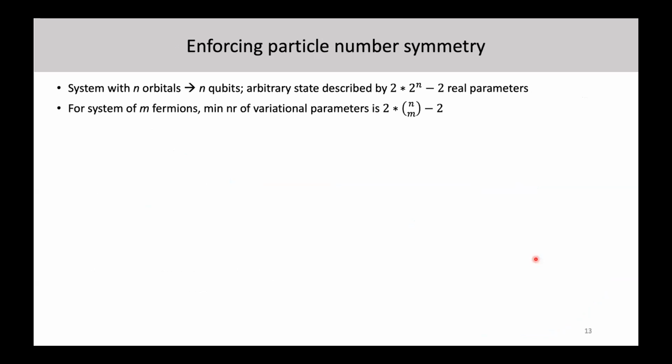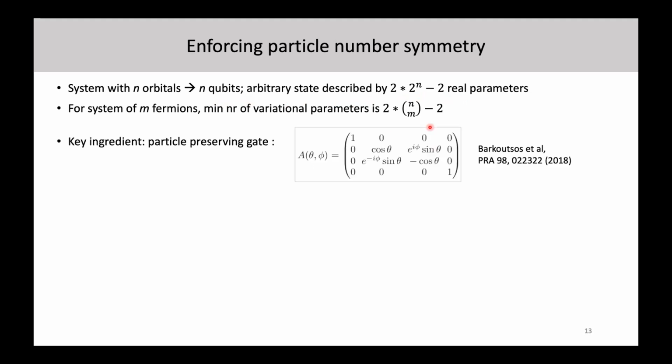So we can make a circuit that respects the various symmetries that we expect to see in the target state. So for example, if we're solving an electronic structure problem, like a molecule, then we typically expect that particle number is conserved and spin symmetries as well. So if we just focus for a moment on particle number symmetry, we can note that if we have n orbitals, then this means we have n qubits under Jordan-Wigner. And then an arbitrary state can be described by 2 times 2 to the n minus 2 real parameters, accounting for normalization. So if we have a system of m fermions, the minimal number of variational parameters is combinatoric in these two numbers.